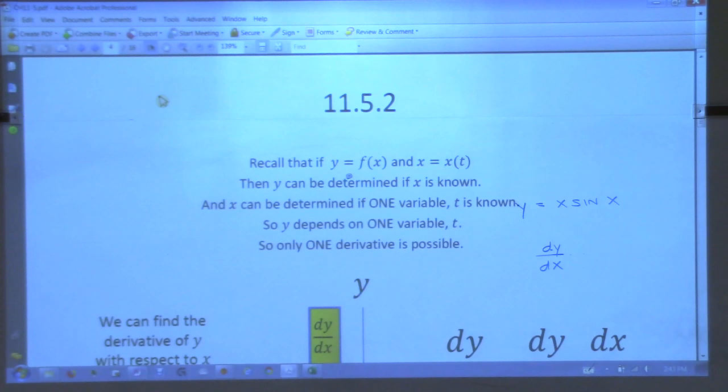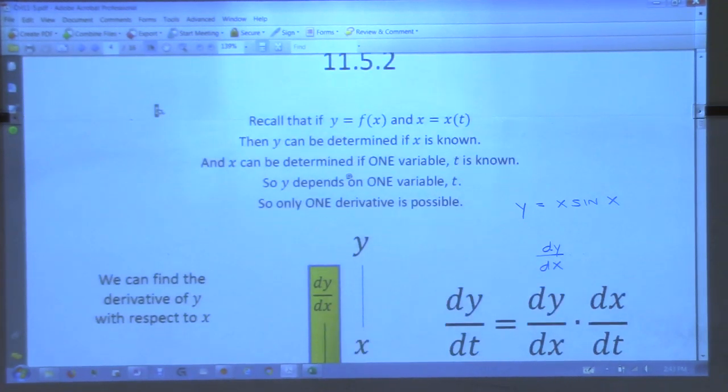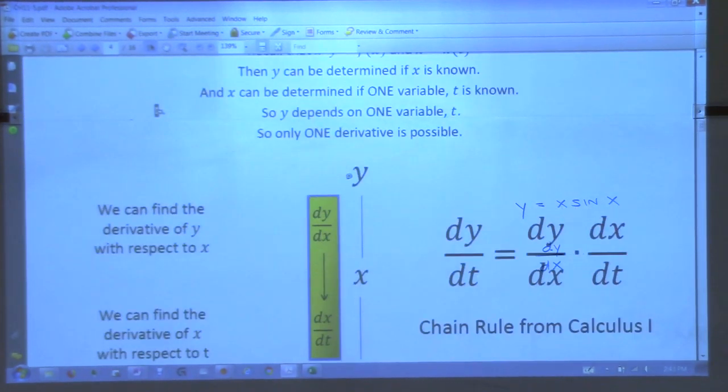All right, so now let's look at our chain rule from calculus.